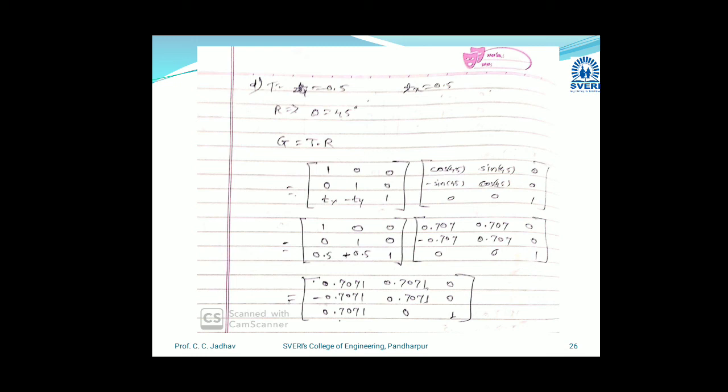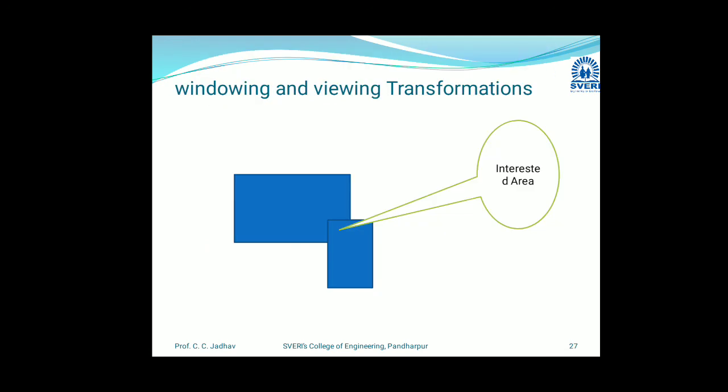Okay, so this is the simple problem regarding the homogeneous transformation. We are using homogeneous transformation because we are doing two or more than two operations at a single time in a single problem. That's why we use multiple operations by using this homogeneous transformation. So this is our homogeneous transformation operation. We will move towards the next point, that is windowing and viewing transformation.